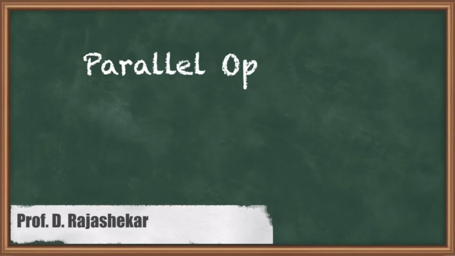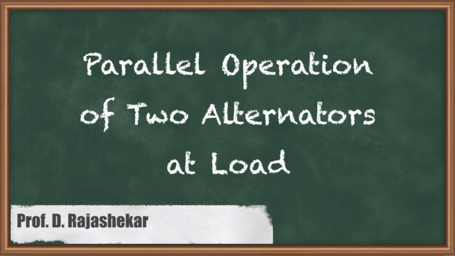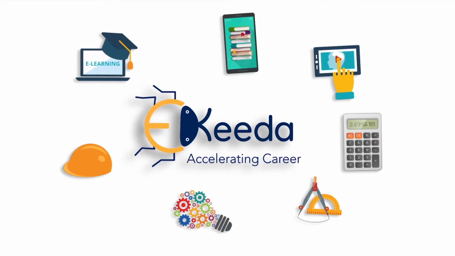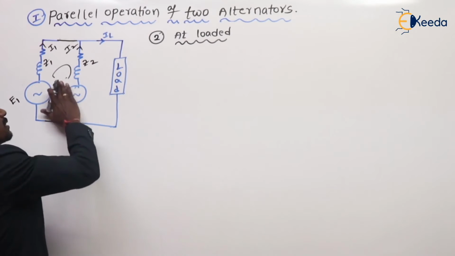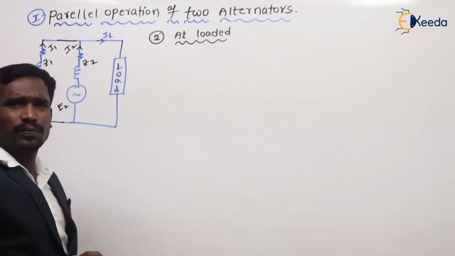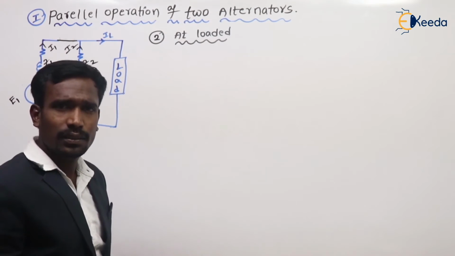Hi friends, the next topic is when two alternators are operating in parallel at loaded condition. Here, see two alternators operating in parallel with a load. I connected load to the parallel operation set.